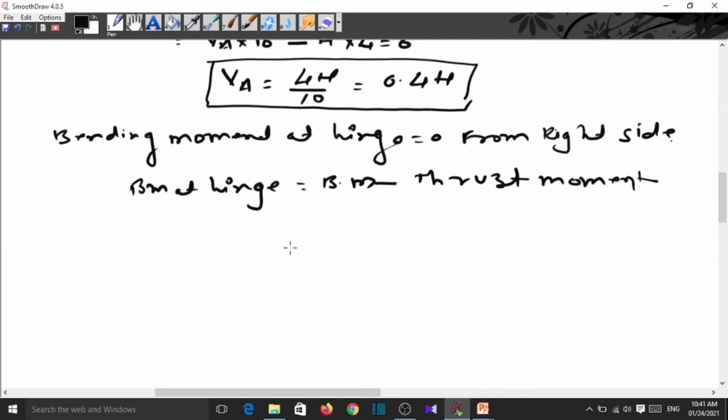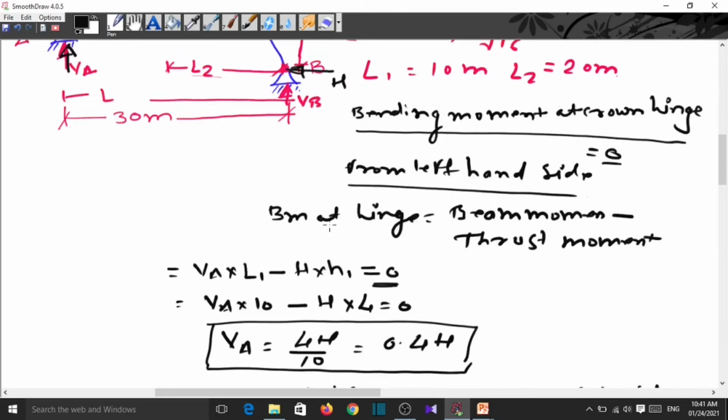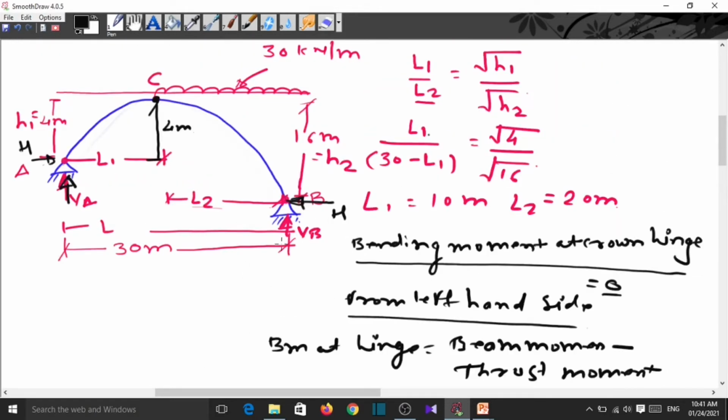So the B moment first is equal to 0. So the B moment here, now from the right side, this is one reaction. So this creates the second bending moment. So VB into L/2 is the second bending moment, and this load creates the hogging bending moment.